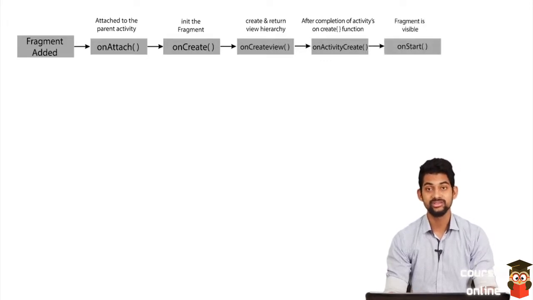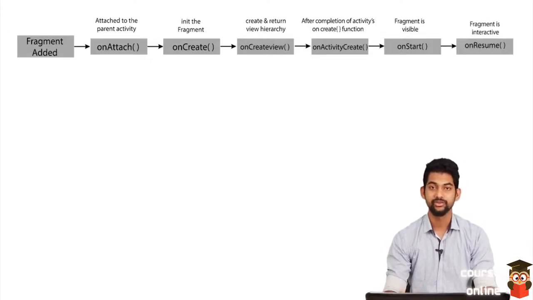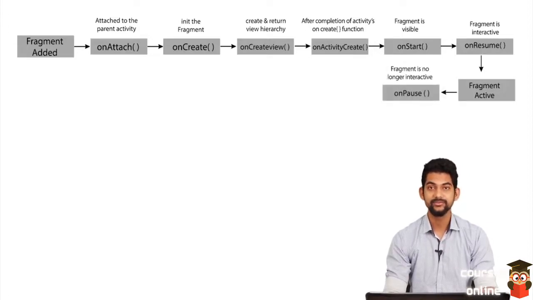And then we've got onStart. This is where the fragment is visible. Then we've got onResume, same as for the activity. This is where the fragment becomes interactive. And then we've got onPause. This is where the fragment is no longer interactive. And then we've got onStop. Now the fragment is no more visible.